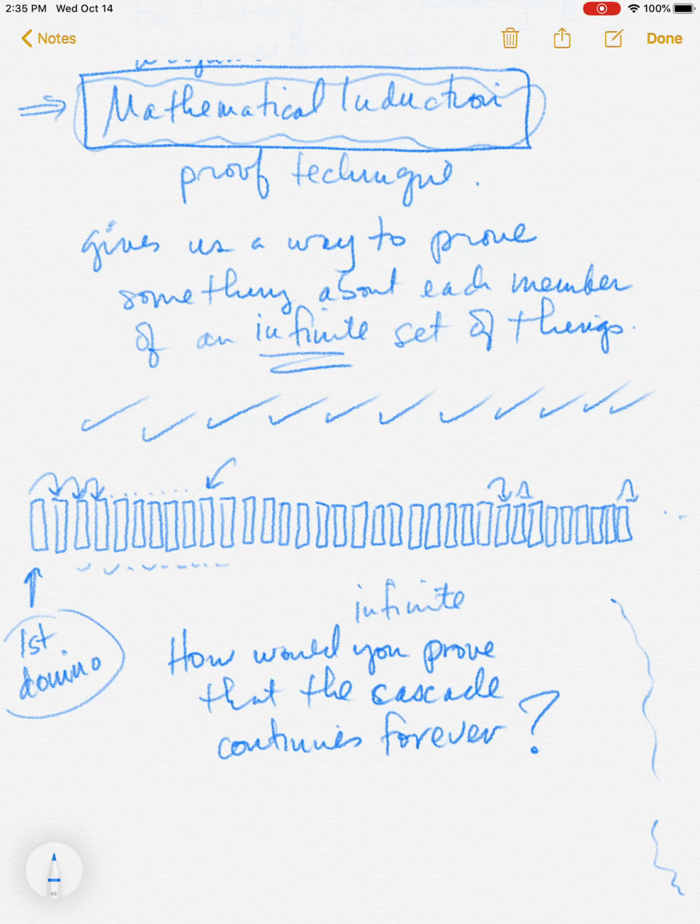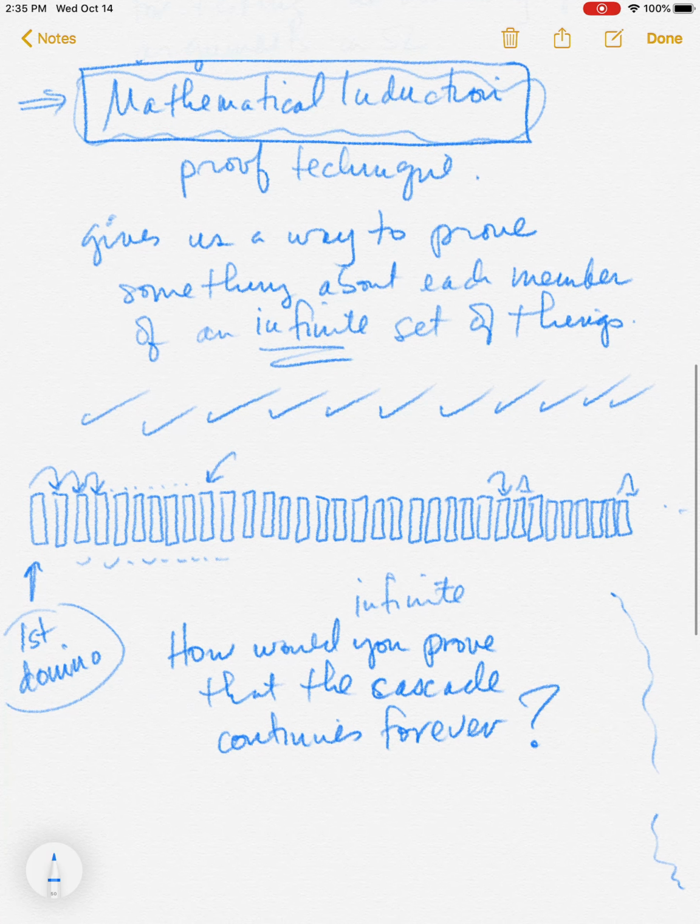I'm hoping you're thinking about it as I'm writing this down. How would you prove that the cascade is going to continue? Okay, I'm going to give you a minute just to think about it. So we want a rigorous proof, right? I mean, you have a very strong intuition that it's going to continue forever. But how do you actually establish that it's true that it's going to go on forever? And here's how you might proceed.